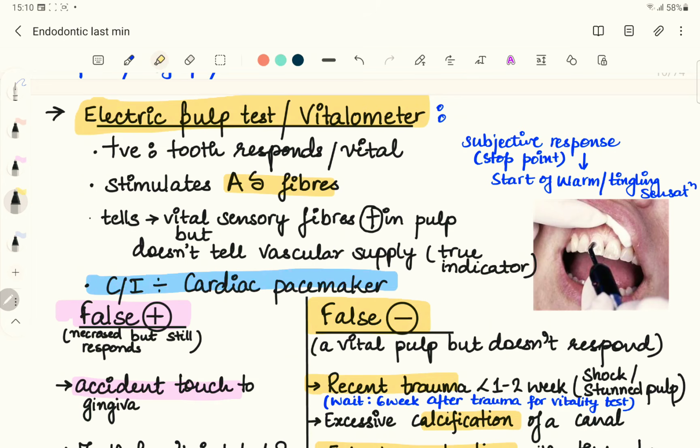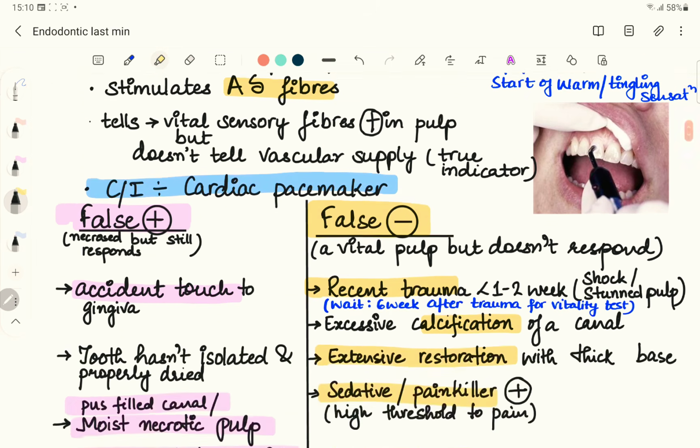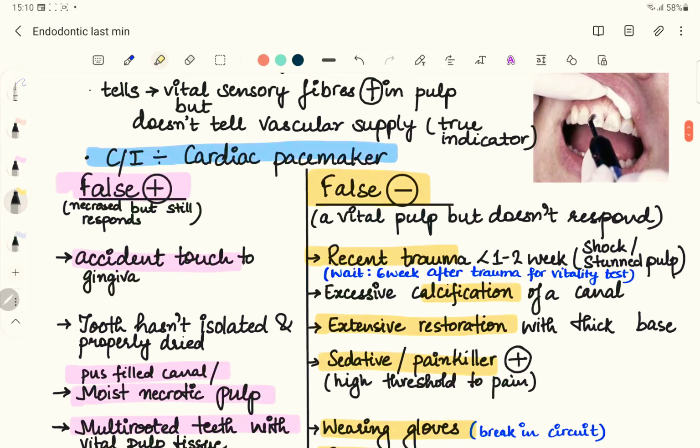Then the most important reason is that it is not based on the vascular supply. Instead, it is based on the nerve supply, the sensory fibers. So it can give a false positive as well as a false negative. Now let's understand the terms false positive and false negative. As the name suggests, break the term: false means the value is not correct, and positive means it is showing the pulp is vital.